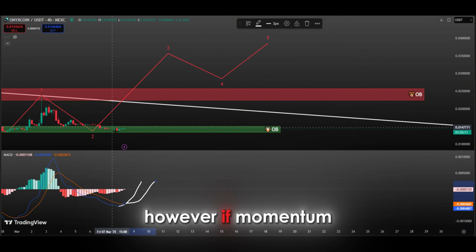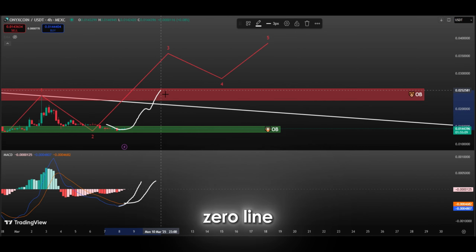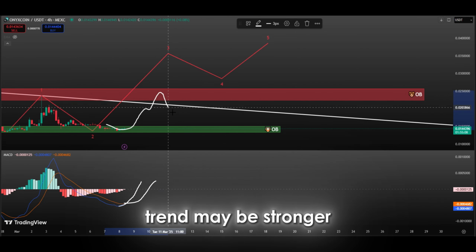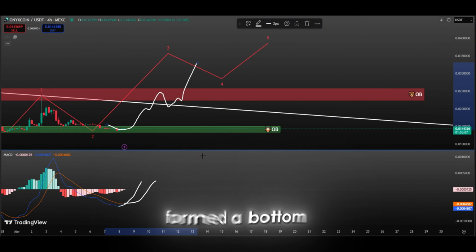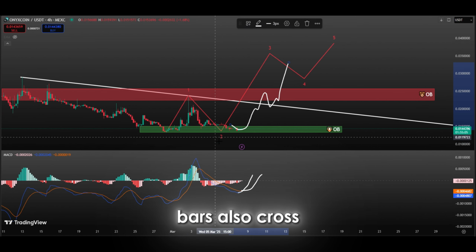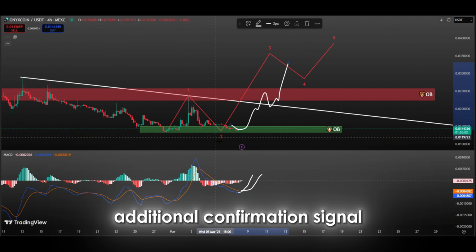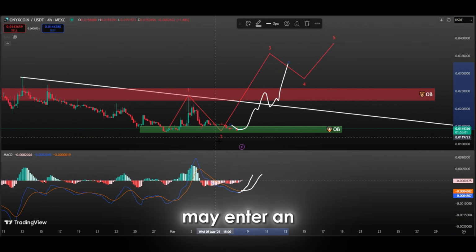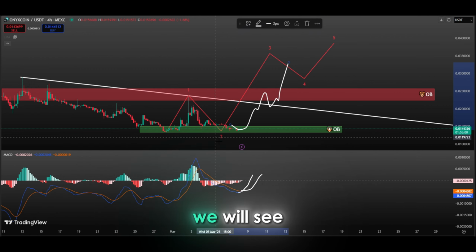However, if momentum increases with this crossover and the MACD crosses above the zero line, this may indicate that the uptrend may be stronger. Such crossovers usually signal that the price has formed a bottom and the trend may turn upwards. Notably, when the histogram bars also cross into positive territory near zero after the MACD line makes an upside crossover, it is an additional confirmation signal that the price may enter an uptrend. Once this crossover happens and it goes above the zero point, we will see a nice uptrend.